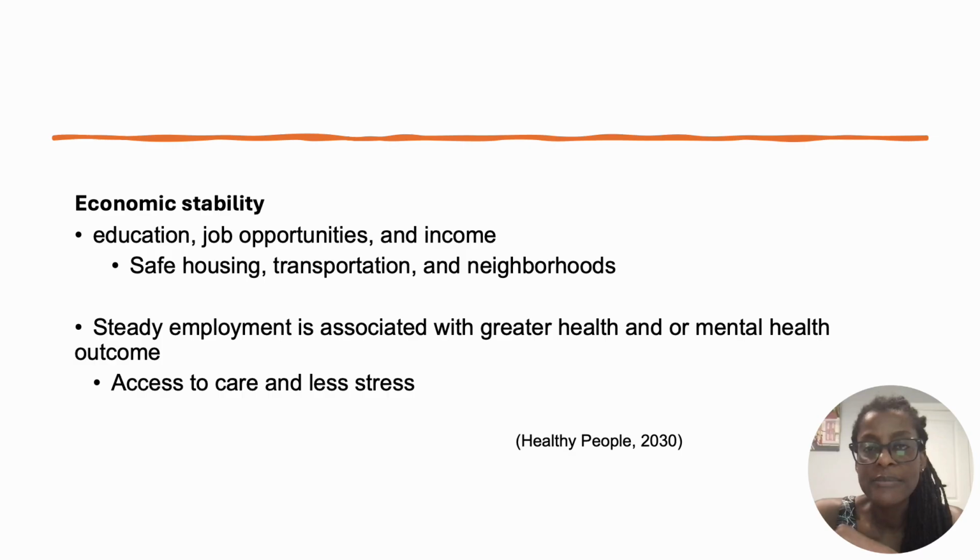How economic stability is determined, for example, is through composite measures that include level of education, job opportunities, and income. Having a steady income requires that one is employed and earning a living where they're able to afford, for example, a healthier lifestyle, being able to afford health insurance, buy healthy food, and live in a residence where you have, for example, opportunities to exercise.